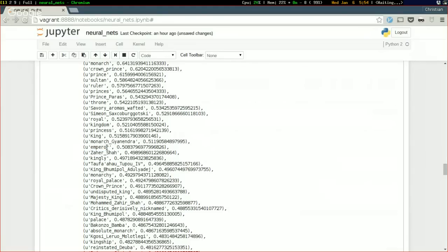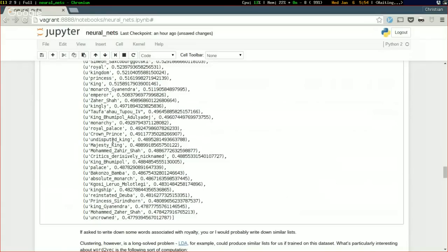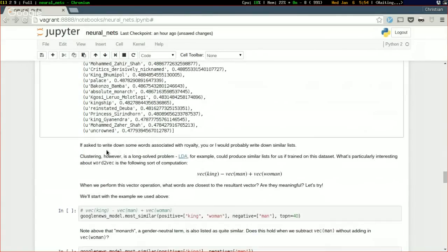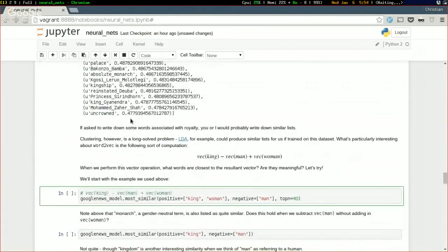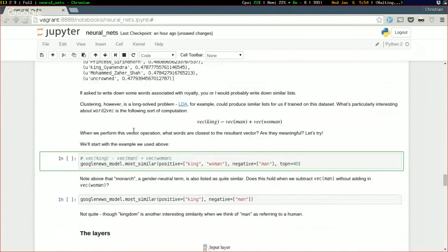This is basically your typical cluster, right? LDA would do the same thing. However, let's try that kind of vector computation I was talking about for an analogy. Let's do the exact one that we said above. Let's take king, subtract man from it, and add woman to it and see what comes up.